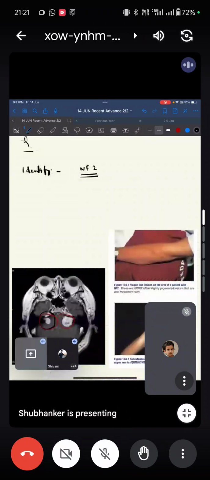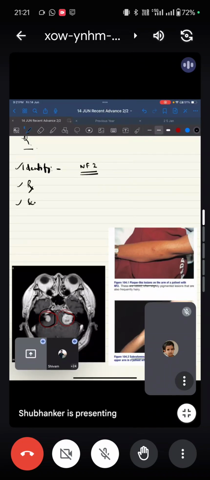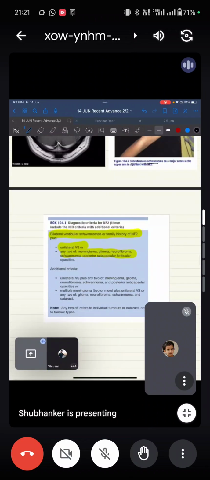Now in NF2, what extra can they ask you? They can ask you the treatment modalities, the screening protocol, and any newer sort of management. Coming to the same thing, there is a diagnostic criteria as well. So please go through this diagnostic criteria. This is from your Scott itself, so please go through this. It's called the Manchester criteria.